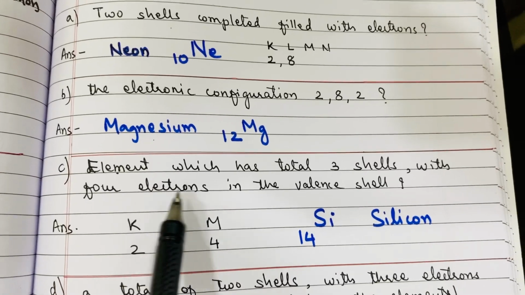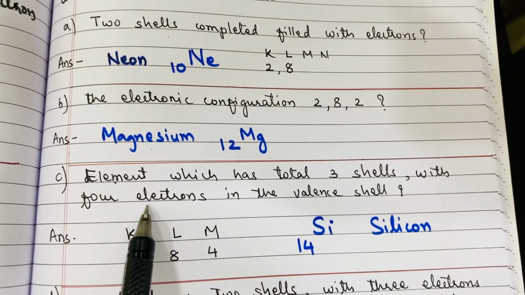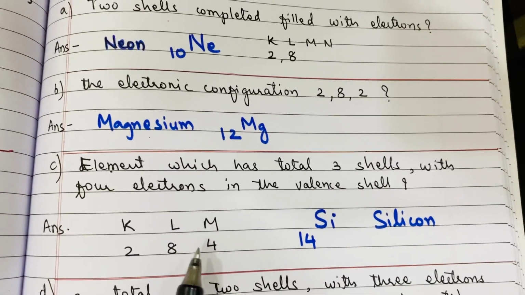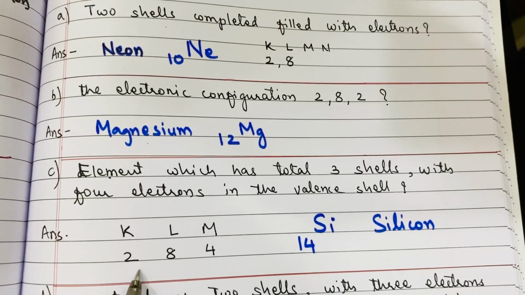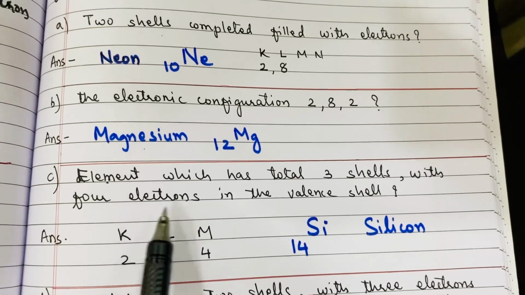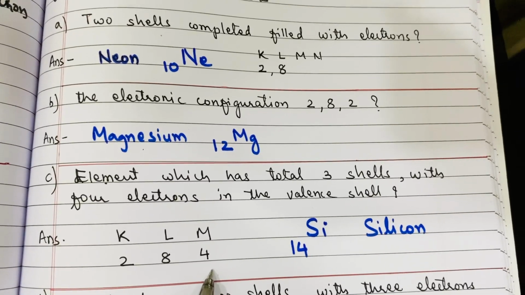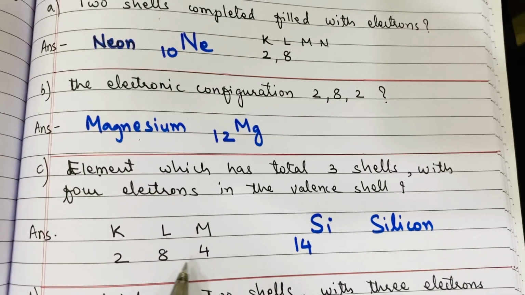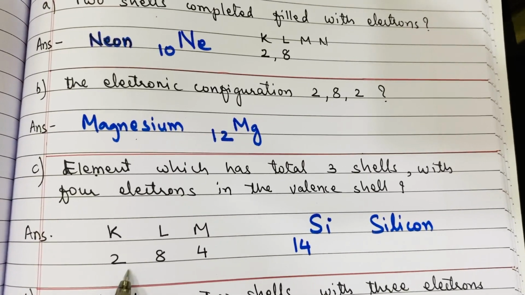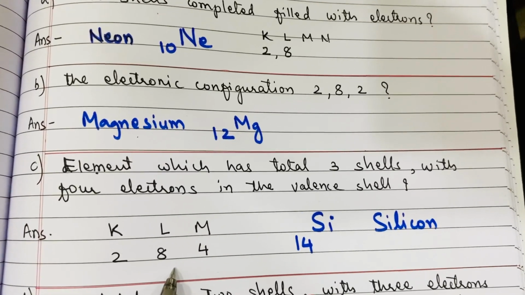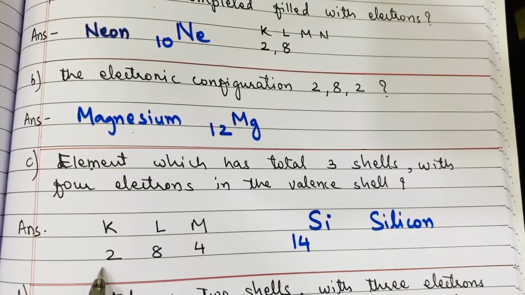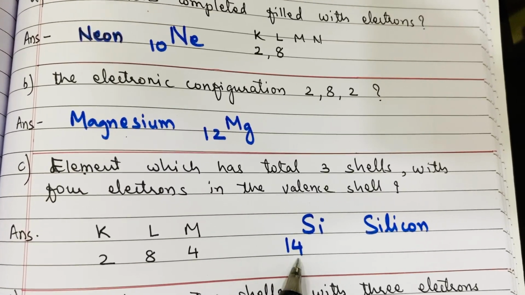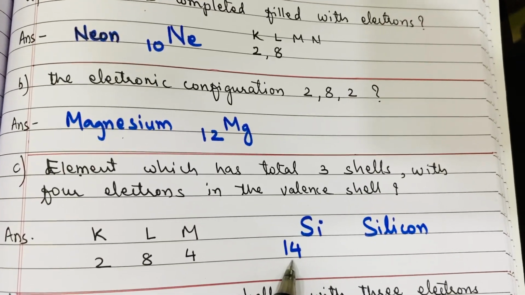Which element has a total of 3 shells with 4 electrons in its valence shell? It has 3 shells, K, L, M. When there are 3 shells, the first 2 shells are completely filled, and these 4 electrons are in the valence shell. That means the M shell has 4 electrons. So students, you should know, if 4 electrons are present in the outermost shell, the K shell and L shell are completely filled with electrons, and then only are the electrons filled in the M shell. So here the electronic configuration is 2, 8, 4 and the atomic number is 14. The element must be silicon, having atomic number 14.